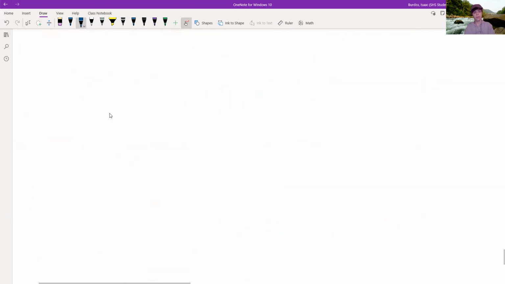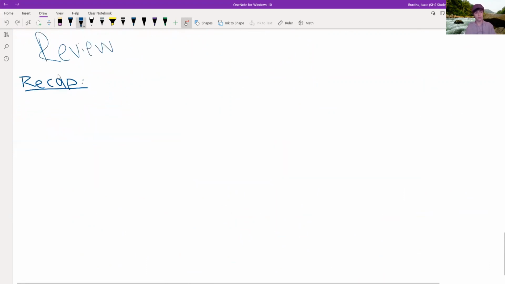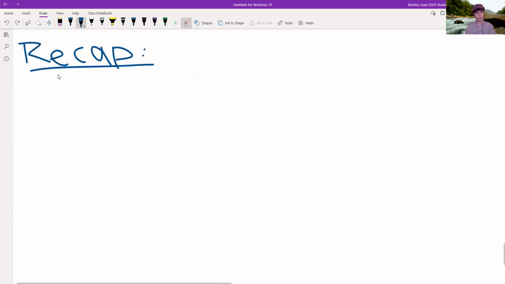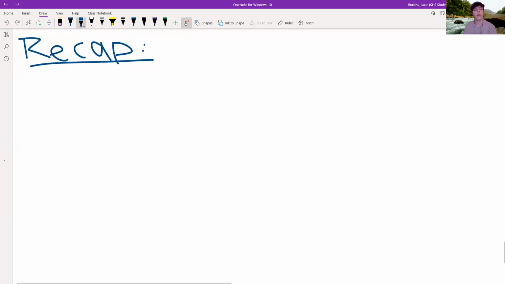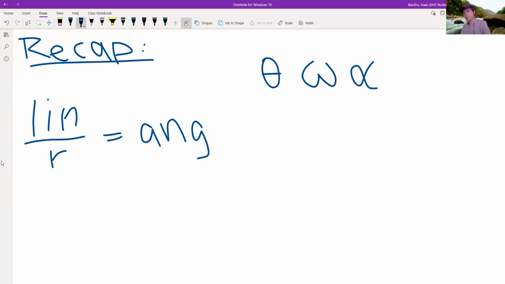And what you can do is, if you have the linear thing, if you divide it by the radius, you get the angular thing. And this works for these in relation to these.